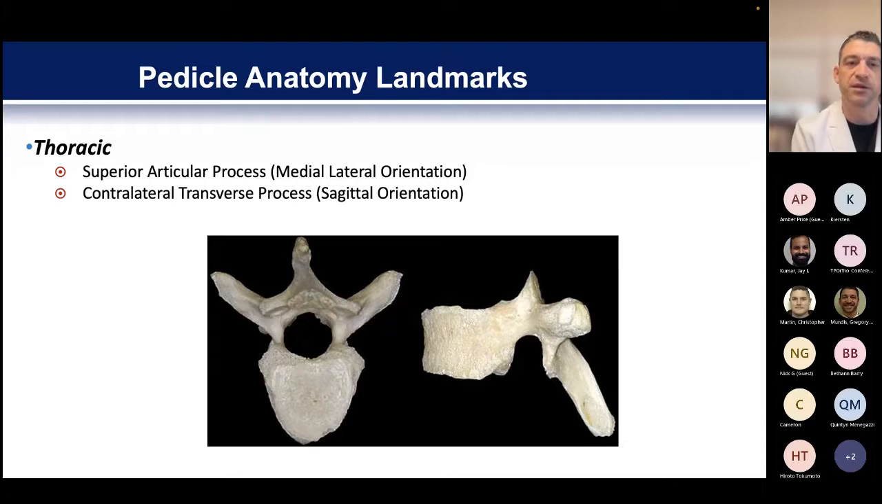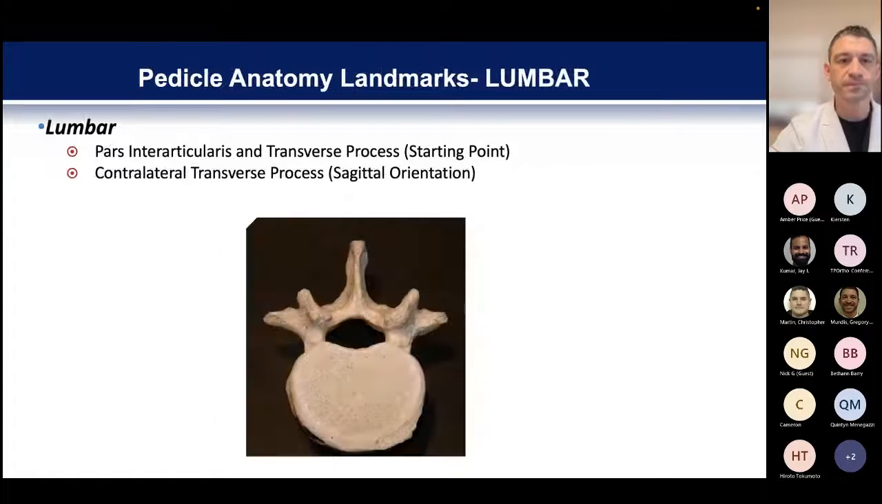A couple things that you'll always want to look at is the superior articular process, and that will get your starting point as far as your medial lateral orientation is concerned. And you always want to have the contralateral transverse process dissected off as well, as that's likely going to be the best way for you to orient yourself in the sagittal plane. So those landmarks are very, very consistent. So again, the superior articulating process of the pedicle that you're cannulating, and then the contralateral transverse process. And we'll talk about why those are so important.